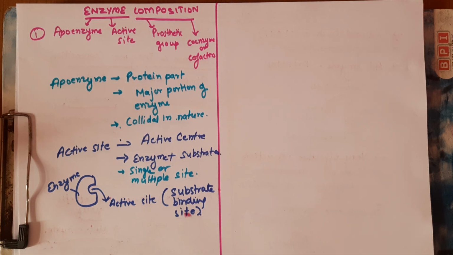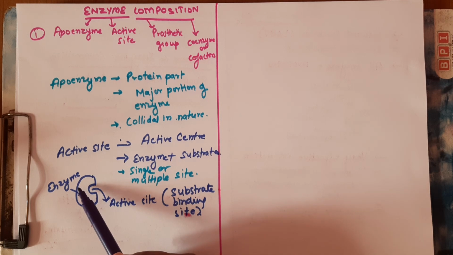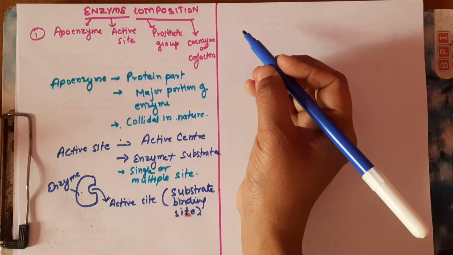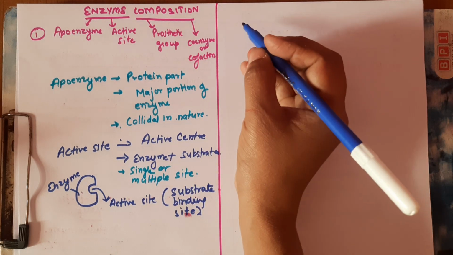The substrate binding site is termed as the active site, while the regulatory substances bind within the regulatory sites. So for the enzyme, there are some regulatory factors also, regulatory substances, which will bind to other sites. Those sites are known as regulatory sites. This site is specific for the substrate binding only. Okay, so next component of the composition of the enzyme is the prosthetic group.